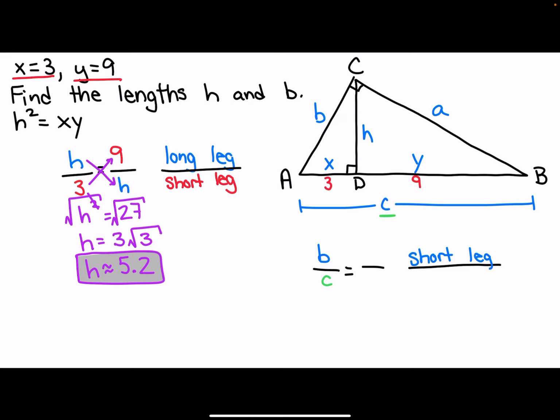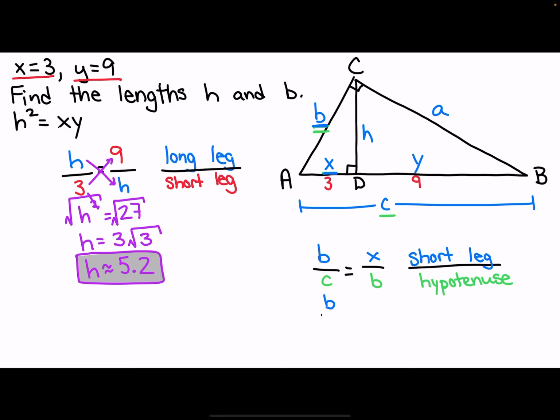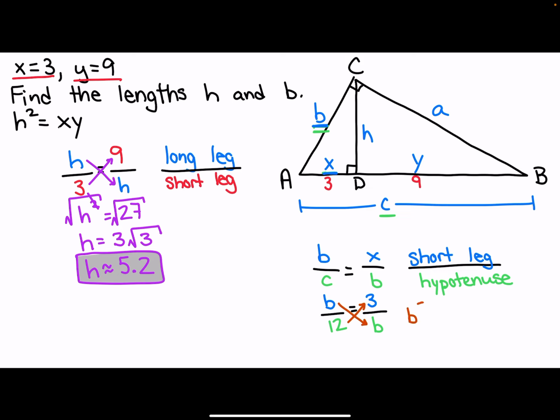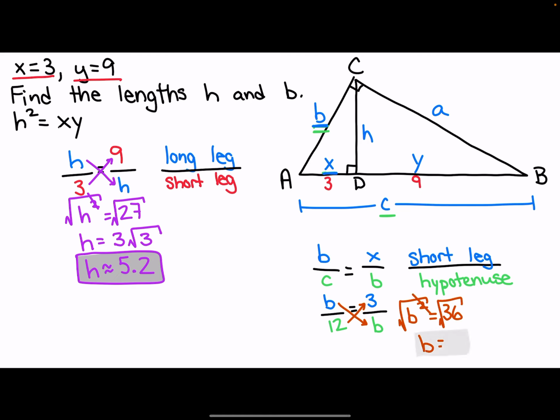So let's go ahead and write it all out. Short leg over hypotenuse. Again, b over c equals x over b. Again, we see a geometric mean. We're on the right track. Plugging in actual numbers, c is the entire length of AB, so that'd just be 3 plus 9, which is 12. Meanwhile, x is just 3. So we're going to have b over 12 equals 3 over b. Cross multiplying, we'll get b squared equals 36. And taking the square root of 36 will give us b is equal to positive 6.